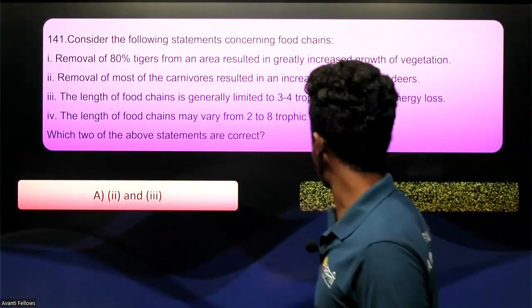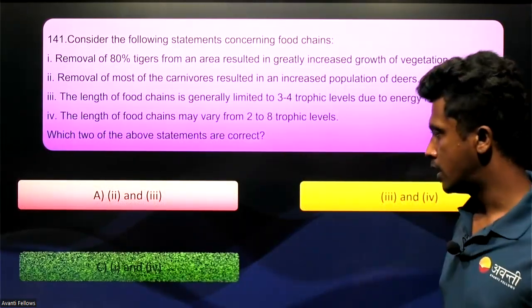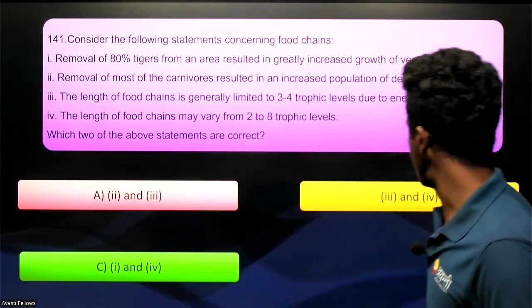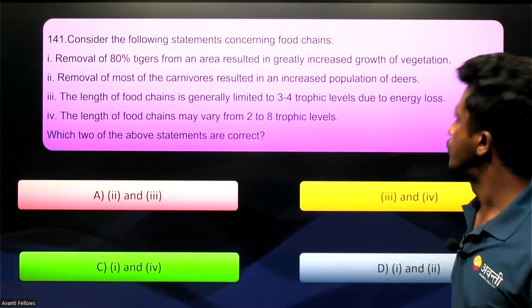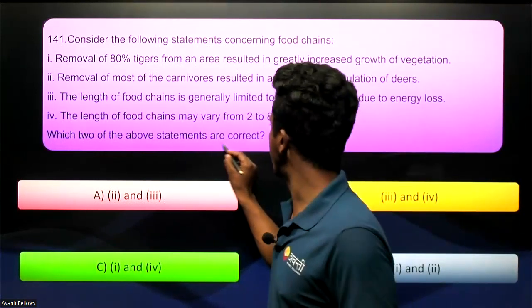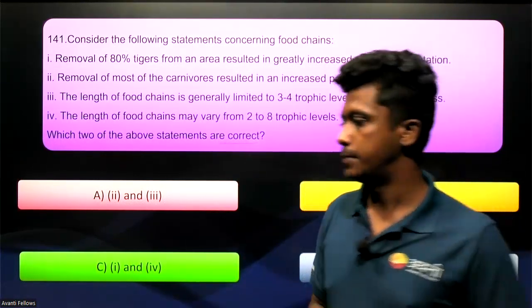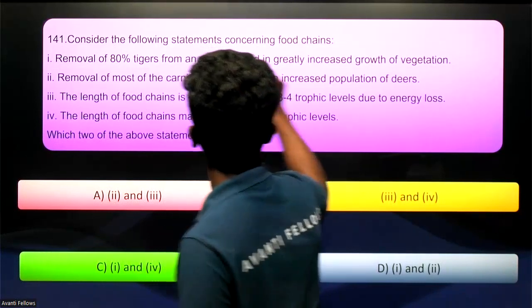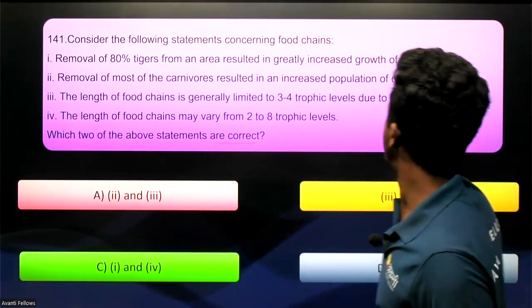The options are 2 and 3, then 3 and 4, then 1 and 4, and finally 1 and 2. So we have to choose the correct statements. Let us look at the first statement. Removal of 80% of the tigers in an area results in great increase of vegetation.